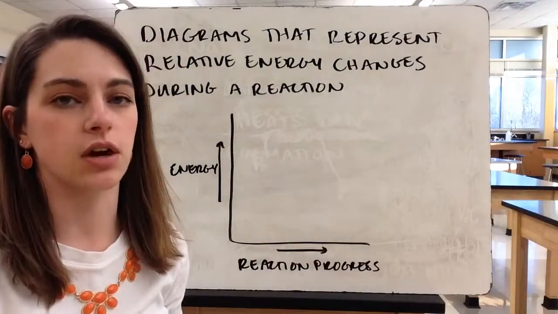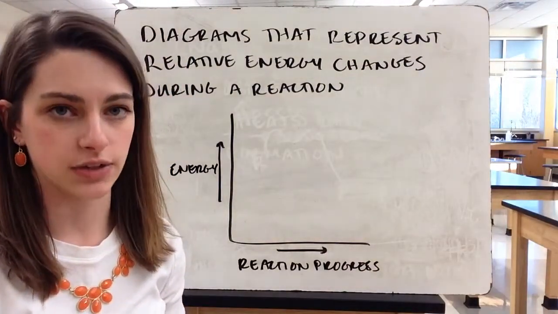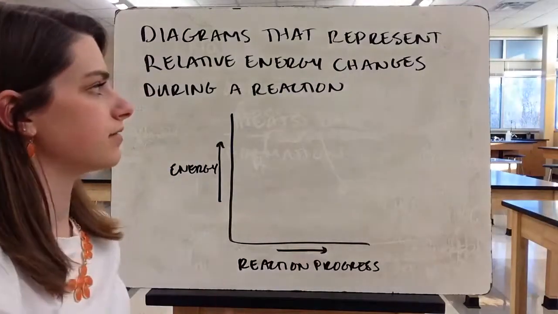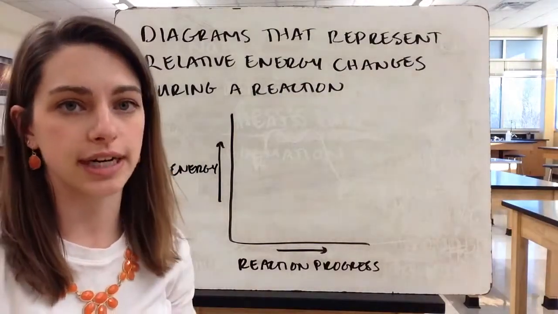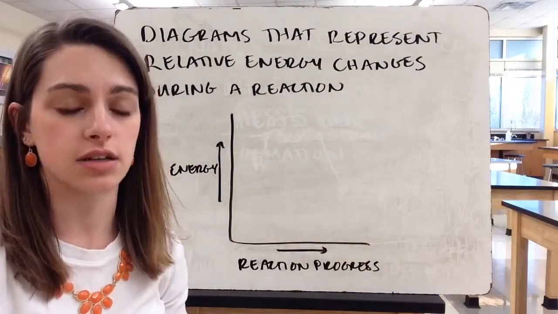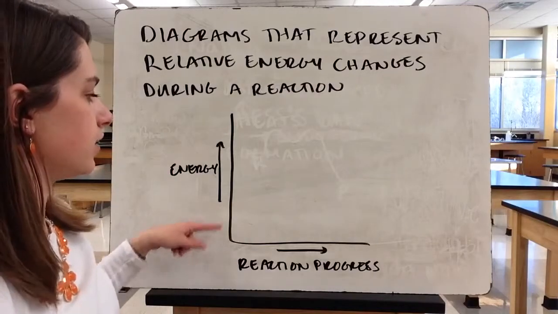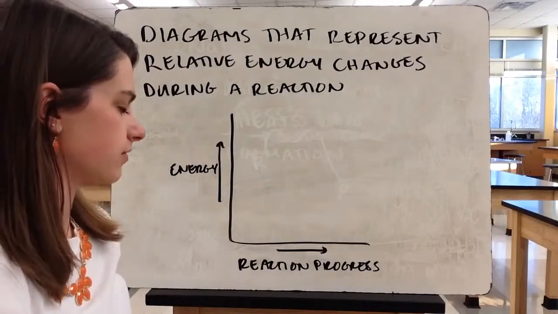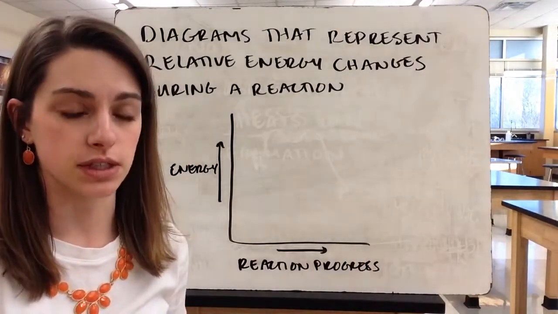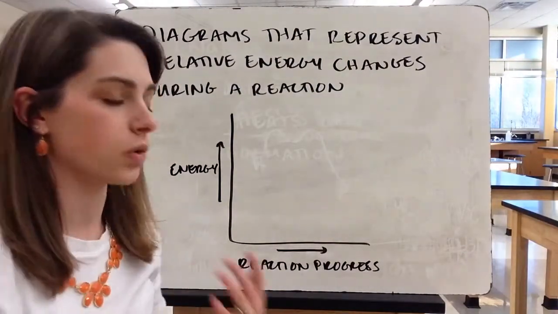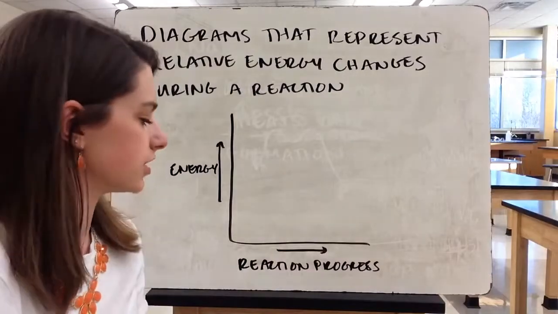So we're going to use something called a reaction coordinate diagram. And these are simply graphs or diagrams that represent the relative energy changes during a reaction. So there are two axes on these graphs. Our y-axis is energy, and it's always an increasing energy as you move up the graph. There aren't going to be numbers with this, at least not in this class, because it's all just relative. This is just a quick sketch of what's going on during a reaction.